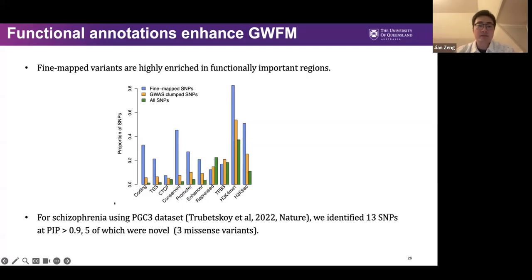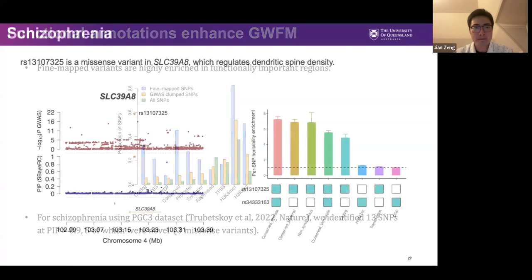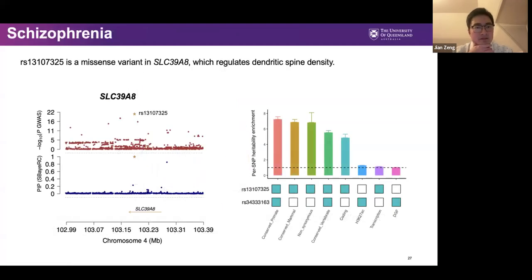And we apply these methods to the latest schizophrenia GWAS dataset, and we identified about 13 SNPs with high PIP values. Five of them are novel, and three of them are missense variants. So next, I'm just going to show two examples in schizophrenia fine mapping.